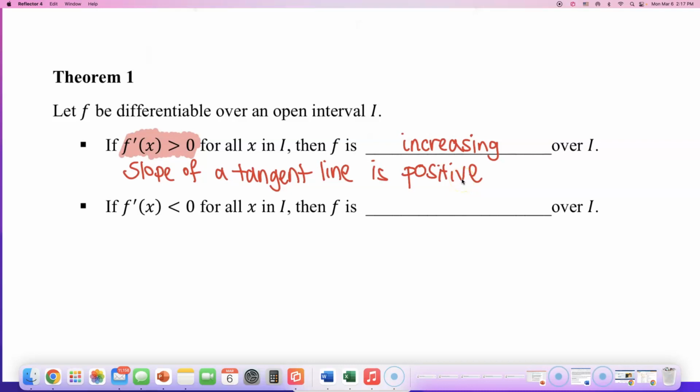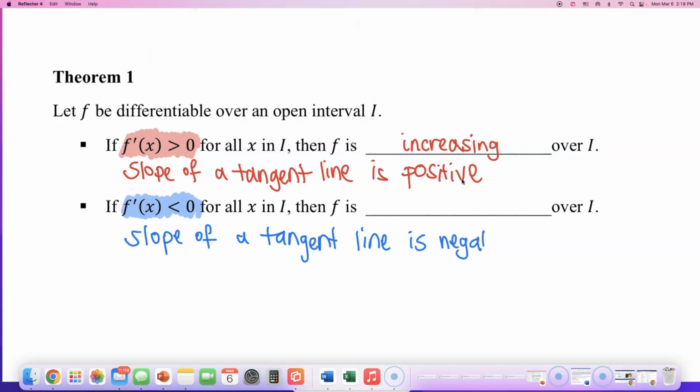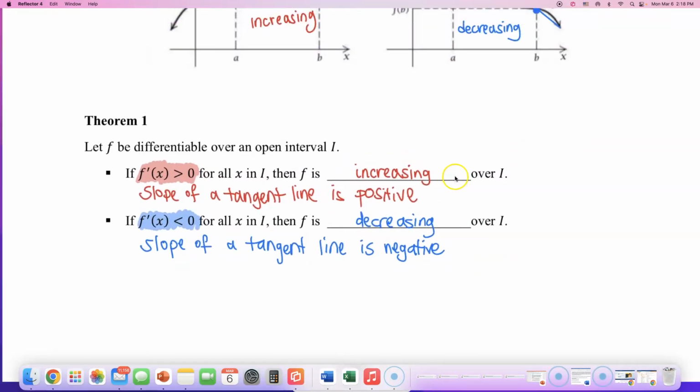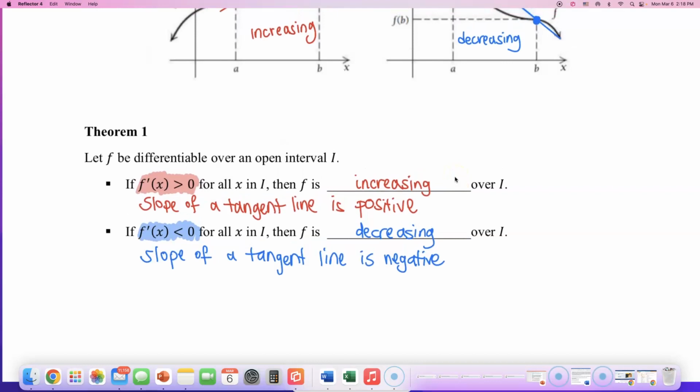Now, what if the derivative is negative? What if f prime of x is smaller than 0? We're looking at negative numbers. We're talking about the slope of a tangent line being negative in this case. If that's the case, what do we know about the function? The line is going down from left to right. That's what a negative slope looks like. So we get to say that the function f is decreasing over I. And I think that's it for this first page, but we will look at some more examples and get to talk about the first derivative test in the following pages.